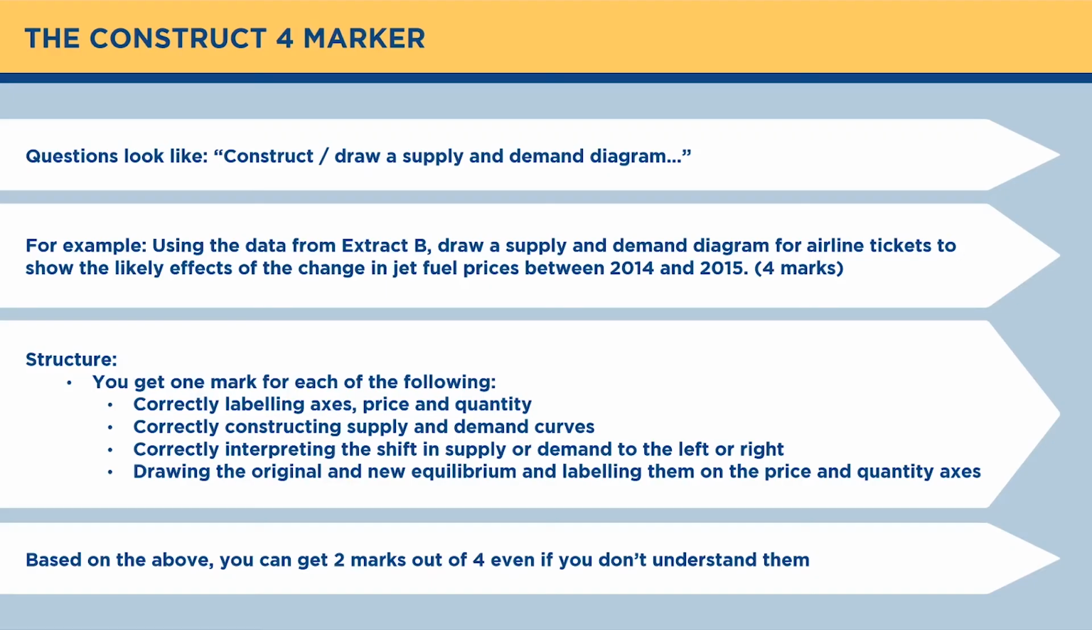Based on the above, even if you have no idea about supply and demand curves, you should be able to get 2 marks out of 4 just by drawing effectively 4 lines and writing 4 letters. So there are really no excuses to get less than 2 marks on this. I'm going to go through this example step by step so you can see how that works.